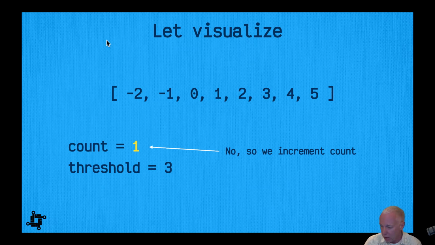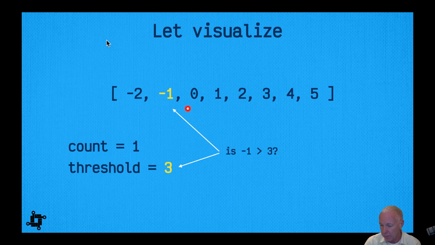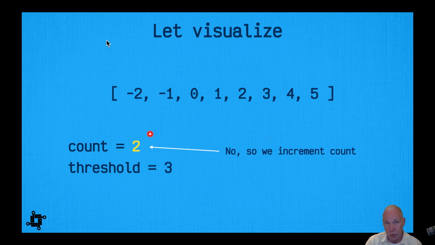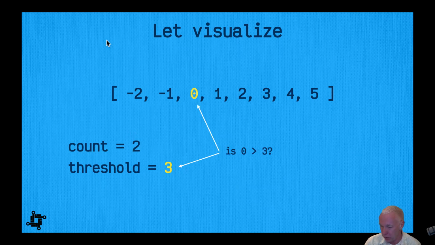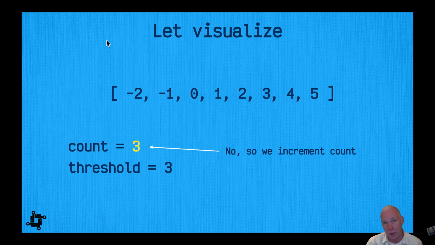But this time, we're going to look at the next number in the sequence. So now we look at negative 1, compare it to 3. We again determine that it's not greater, and so we increment our count to 2. And then we keep going. So now we're looking at the third number in the sequence, 0. 0 is not greater than 3. And so we increment the count again.